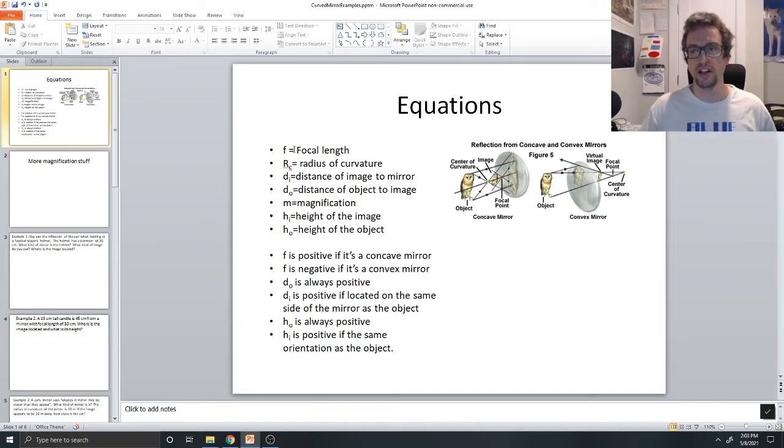That's the point where all rays that are parallel to the principal axis all cross. R sub c is the radius of curvature, and oftentimes we just use r. A focal length is half of that.